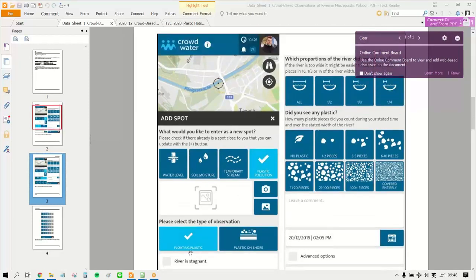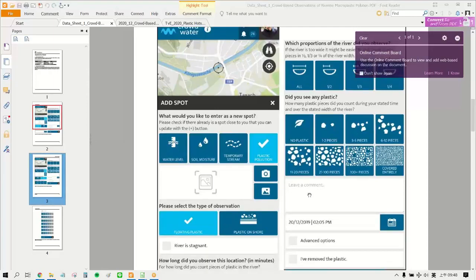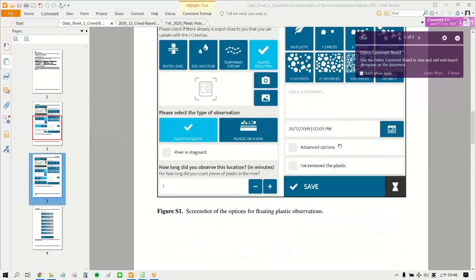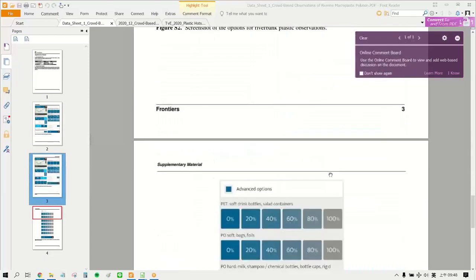Like if you choose a floating plastic, I think it's quite easy. You take only maybe less than 4 or 5 steps. You can upload one data. But if you want to contribute more details, you can still provide more detailed data. And one of the detailed data is this.